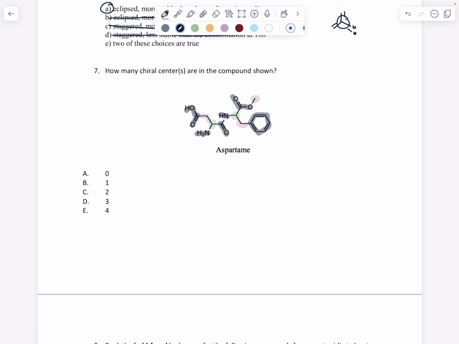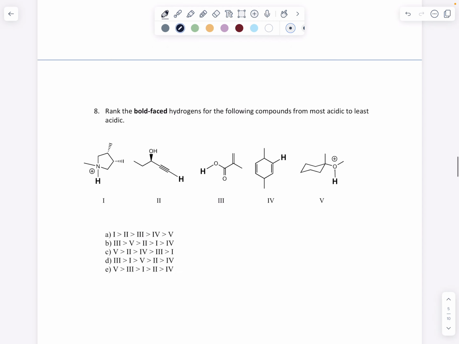This one has 2 carbons with different things, a nitrogen and a hydrogen. And this one also has nitrogen, 2 carbons, different types of carbons, and a hydrogen. So I see 2 chiral centers there.